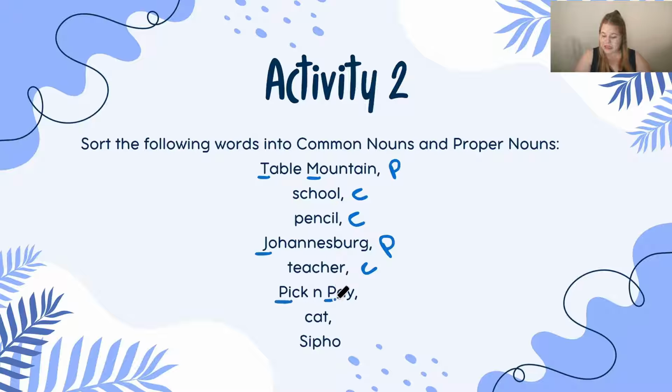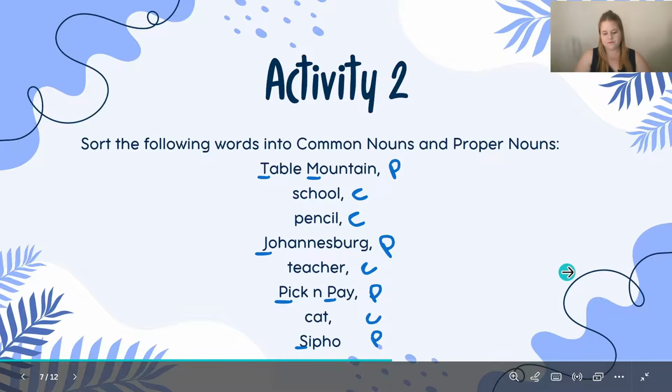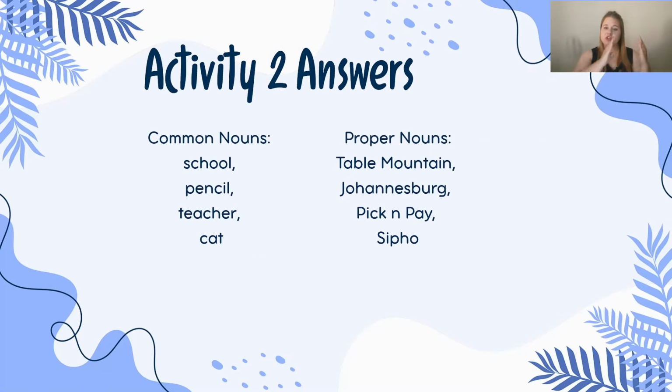Pick n Pay is where we go buy our groceries, proper noun. A cat, haven't given it a name, it is a common noun. Sipho, you can see here, capital letter, it is a proper noun. Let's put this into table form. And there you have, I've written all the common nouns and all the proper nouns down. And now it's the time that you reveal how much you got out of 8. Please jot it down in the comments below.